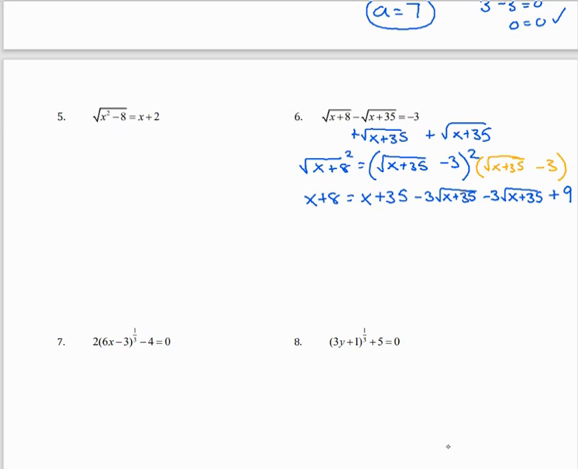So now let's clean that up. So this gives me x plus 8 equals x, 35 and 9 makes 44, and then minus 6 root x plus 35. Now what we have is a radical equation still, but just one radical. So I want to treat this like the beginning problems. We want to get that radical alone. So I'm going to move the x and the 44.